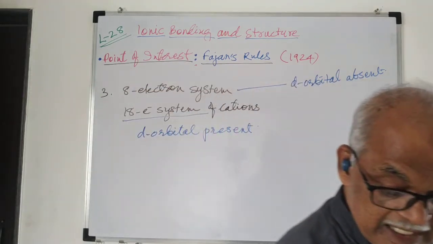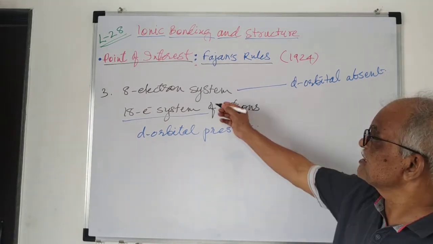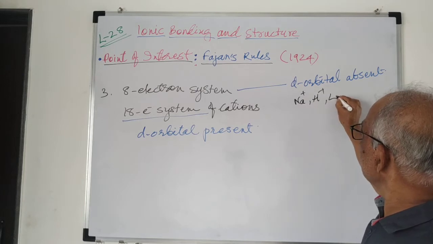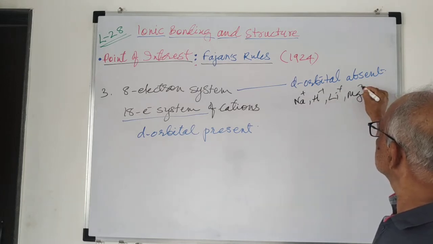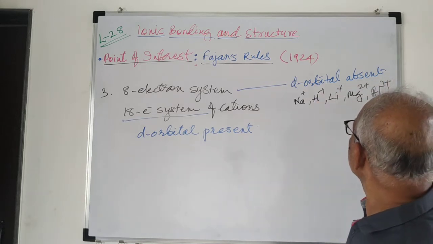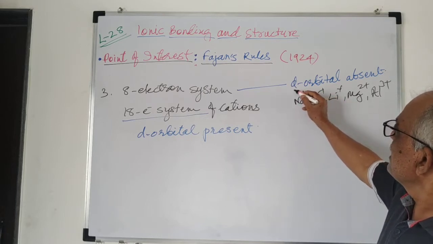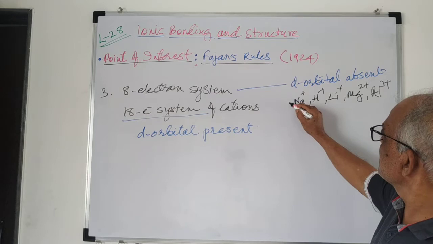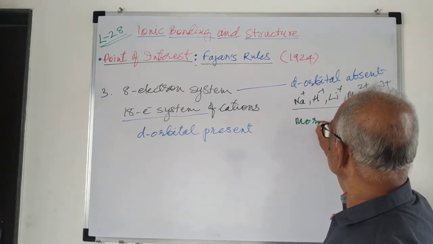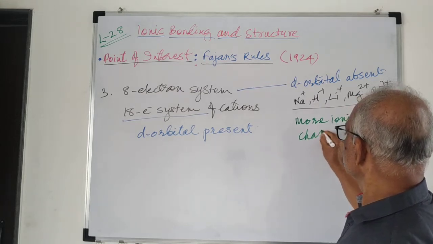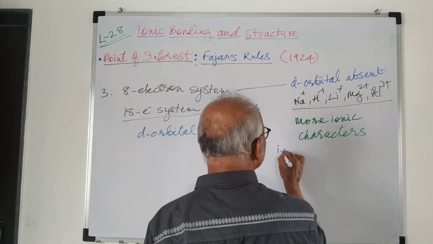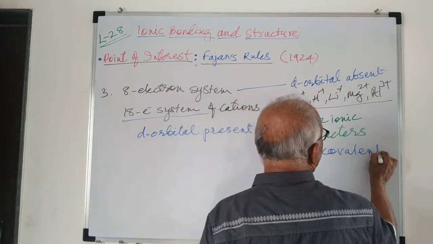We can have examples of such cations: Na+, H+, Li+, Mg2+, Al3+, etc. These are various examples in which the valence shell has no d orbital. Such cations will exhibit more ionic character, which means their covalent character is less.